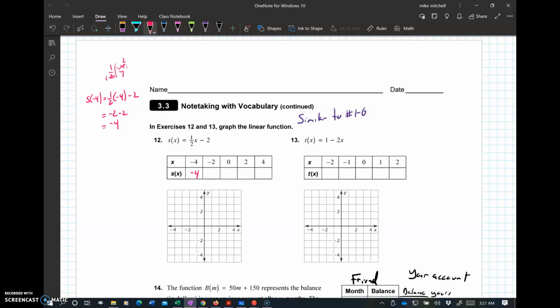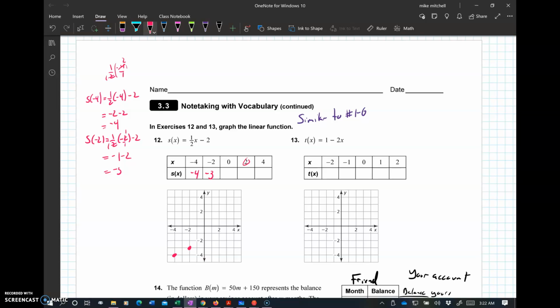And then you can graph that point right down there. Then you're just going to go to the next one. S of negative 2, 1/2 of negative 2 minus 2. That comes out to, again, we can reduce. That goes to 1 and 1. 1 times negative 1 is negative 1 minus 2. That gives me negative 3. So I have negative 2, negative 3. And I keep going down and doing these.